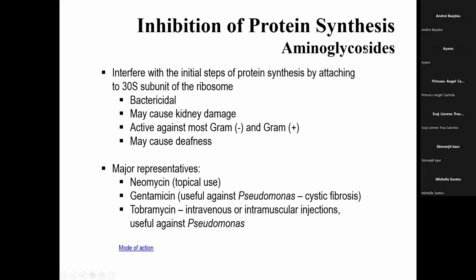So what representatives, major families of antibiotics are part of this group? The first one we're going to look at is the aminoglycosides. Pretty sure this link doesn't work as well. I'll just explain it. So the aminoglycosides bind to the 30S subunit of the ribosome. Okay, they bind to the 30S subunit of the ribosome, and as a result, actually, let me check.